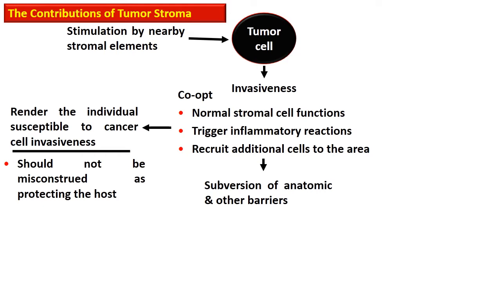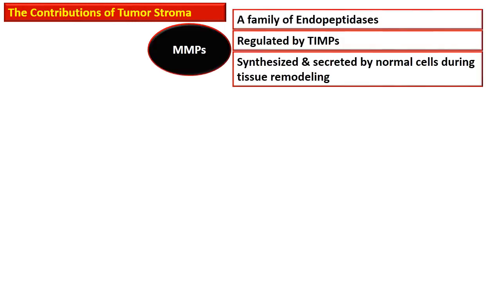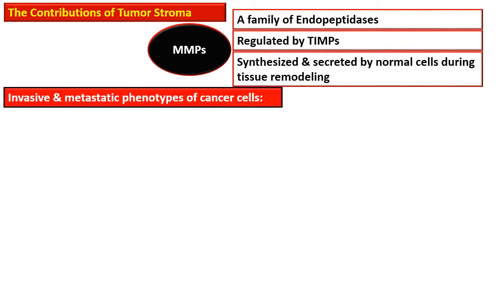There are many cells which have been recruited by these tumor cells. These are the inflammatory reactions and others, but inflammatory cells are not here to protect the host. Inflammatory cells, in fact, also secrete various cytokines and other proteases in that environment. The matrix metalloproteases are a family of endopeptidases that are regulated by tissue inhibitors of metalloproteases. These are secreted and synthesized by normal cells during tissue remodeling.